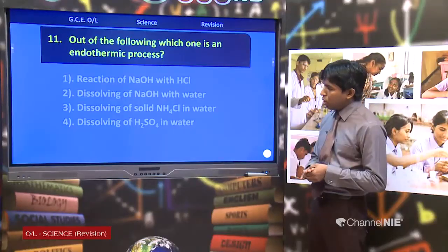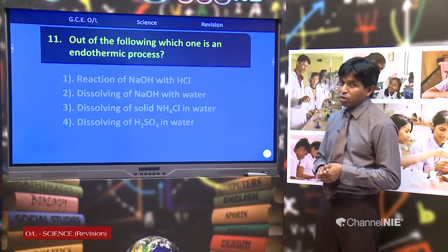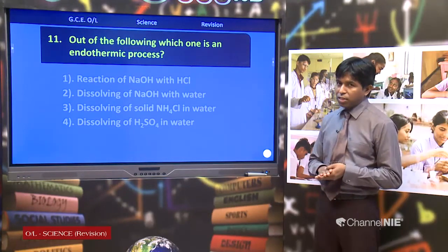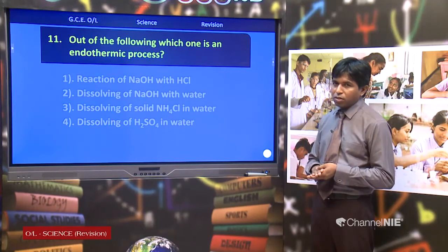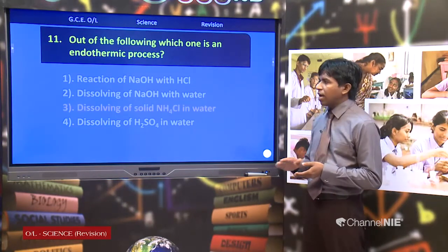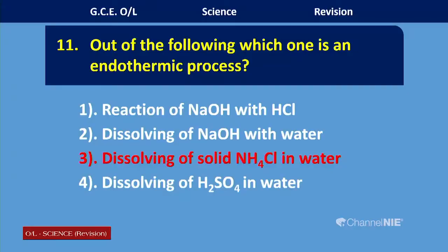Fourth one, dissolving sulfuric acid, H2SO4, in water. H2SO4 is a strong acid. So dissolving H2SO4 in water is an exothermic process. Basically, when you dissolve an acid or base in water, heat is given out. When you react an acid with a base, heat is liberated.